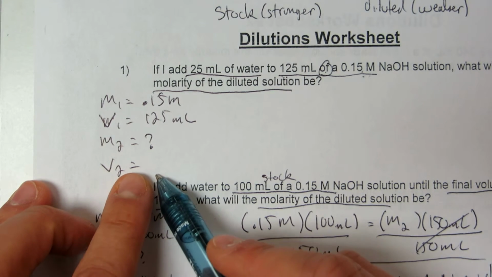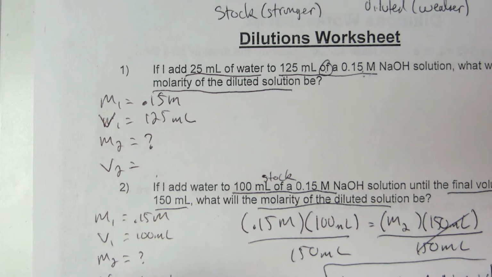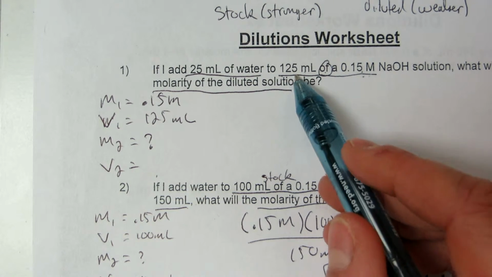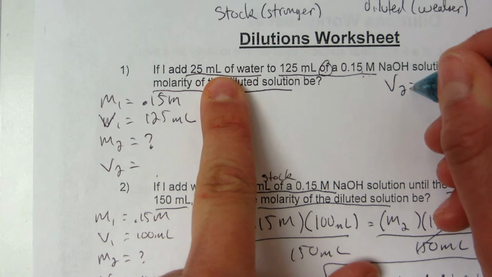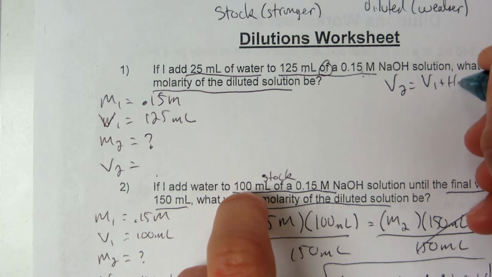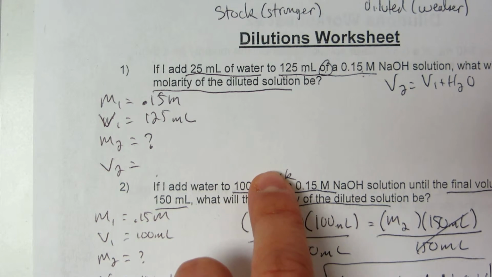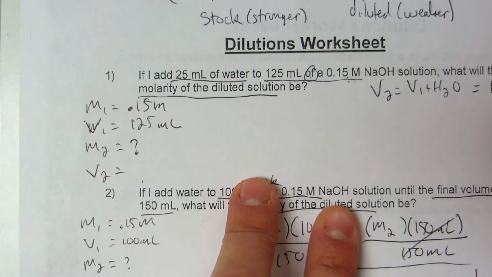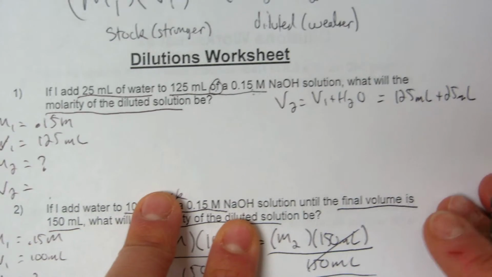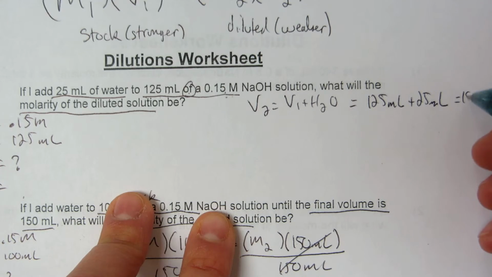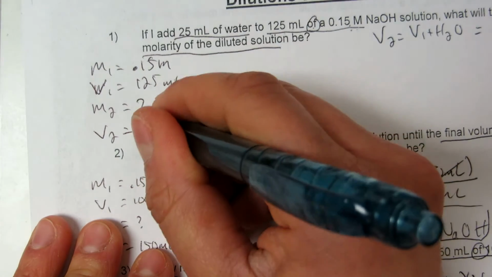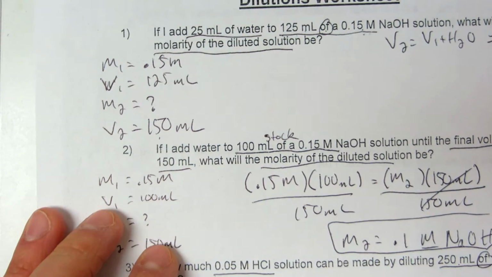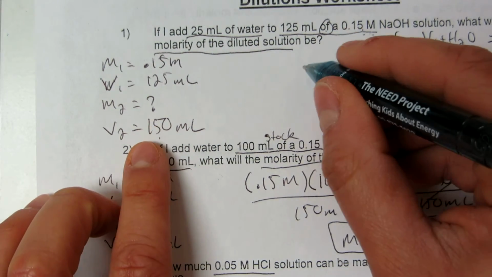So now we have to figure out what the V2 is. They didn't give us a V2, but they gave us a couple of clues here. They gave us the V1 and the amount of water you added to it. So your V2 is actually equal to the V1 plus the water that you add to it to dilute it. So in this case, we have 125 milliliters plus 25 milliliters of water. So that gets us to 150 milliliters as your V2. So your V2 is 150 milliliters. So now we have all of our information, we can plug it in.